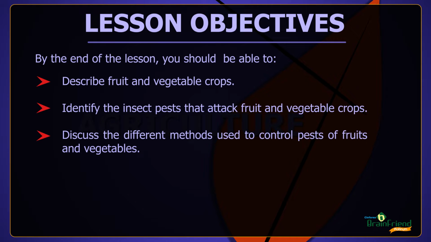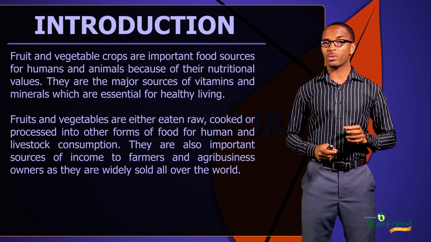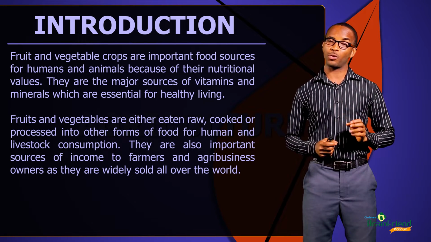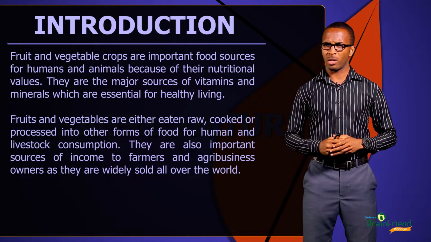By the end of the lesson today, you should be able to describe fruits and vegetable crops, identify the insect pests that attack fruits and vegetable crops, and lastly, discuss the different methods used to control pests of fruits and vegetables. Fruits and vegetable crops are important food crops of humans and animals because of their nutritional values.